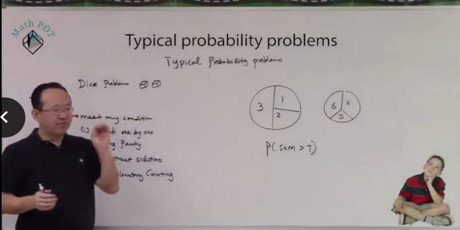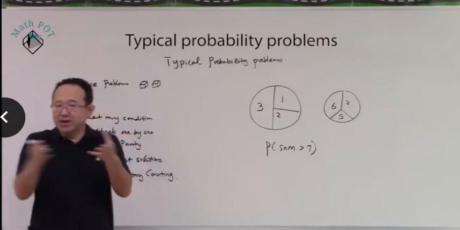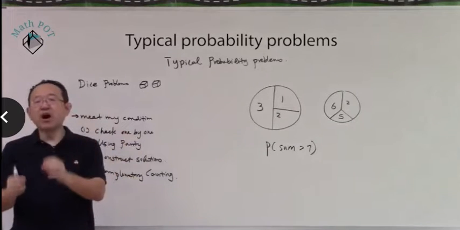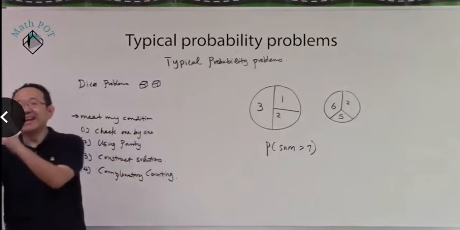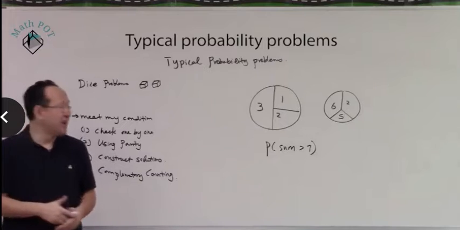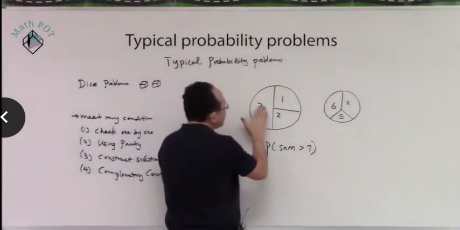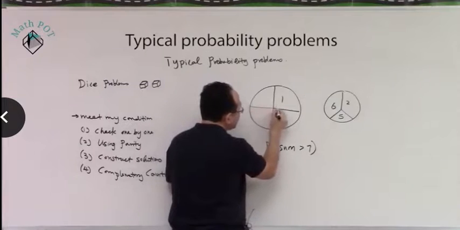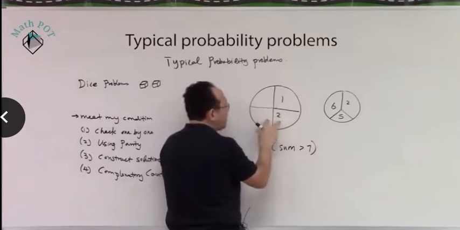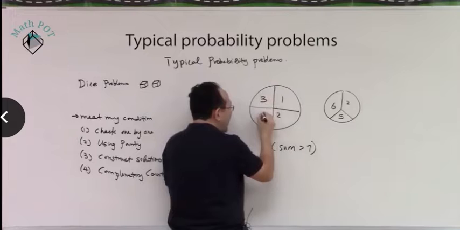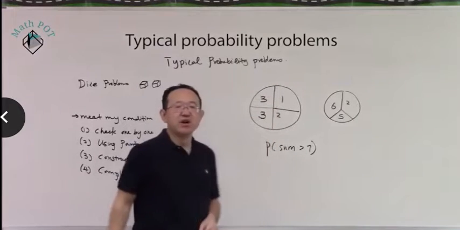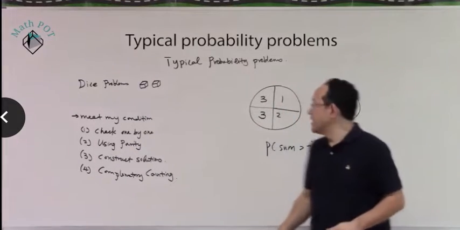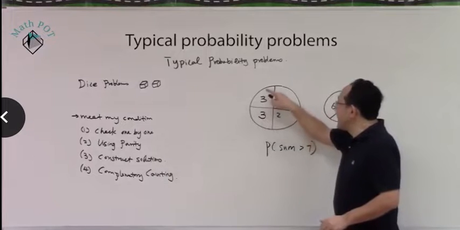Keep in mind, in the formula to calculate the probability, the bottom number must be the total number of equally likely outcomes. It must be equally likely. Because they are not equally likely, in the first step we need to make them equally likely. So let's quickly divide this into 4 congruent parts. This is 3, and we will have another 3 here. Now look here: the outcomes should be 1, 2, 3, and 3.